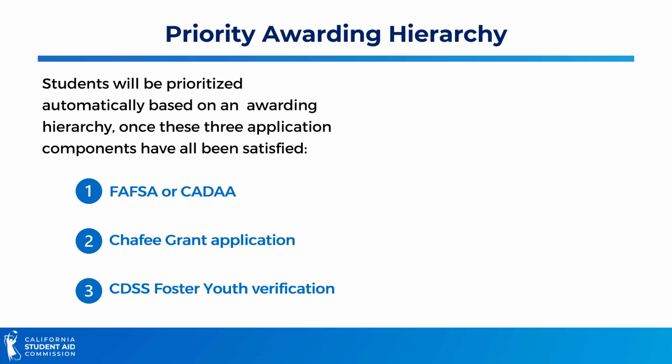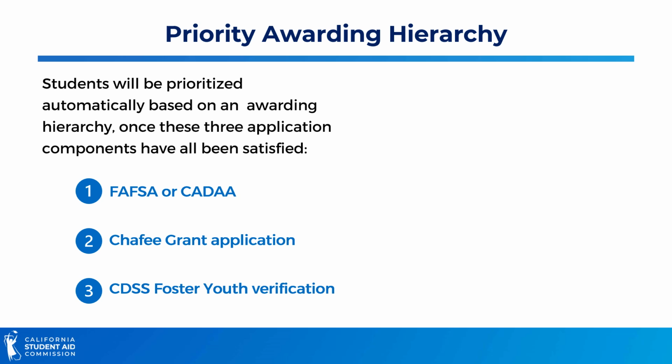Now, there is a priority awarding hierarchy when disbursing Chafee funds. To be prioritized in that awarding hierarchy, students must first fulfill all 3 application components. First, they must submit a FAFSA or a CADA every year. Second, they must submit a Chafee Grant application only 1 time. And third, they must have their foster youth status verified by CDSS.